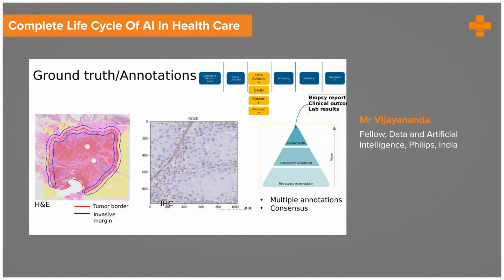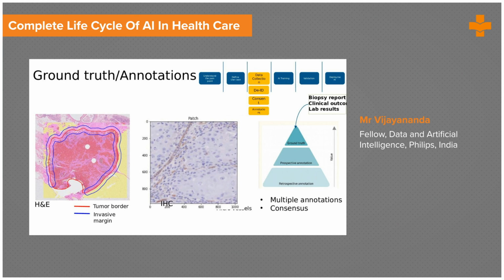And in this figure, I have shown a couple of examples of what would be a typical ground truth creation, typically done by pathologists in this particular case. And on the right-hand side, you see that the annotations could be of different nature. Some of them could be retrospective, it's already annotated. Some of them is prospective, based on what you're going to do.